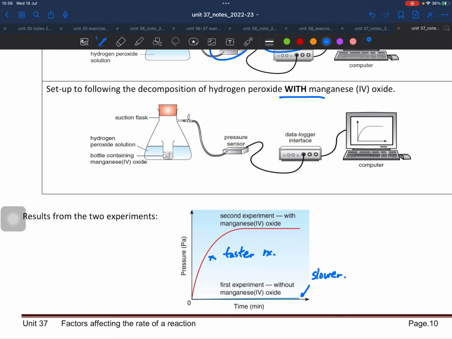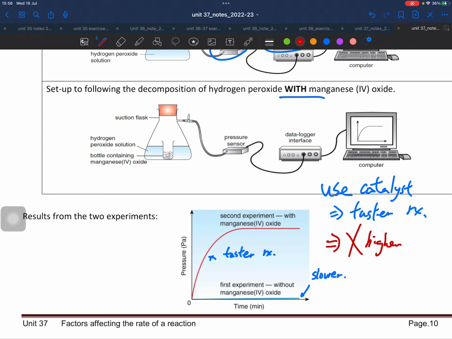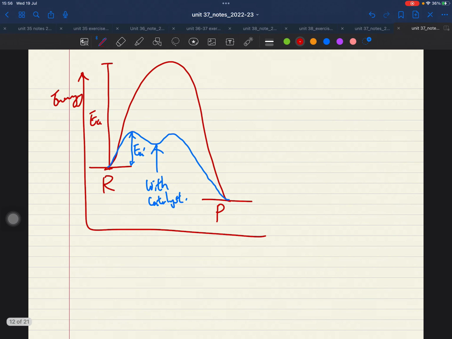And you can see actually using catalyst results in a faster reaction, very good, but not a higher yield. Because your yield depends on how much reactant you input, right? Without catalyst, yes, the reaction will be slower, but eventually, if you have enough time, then you will receive the same amount of product. So please keep this in mind. Okay?